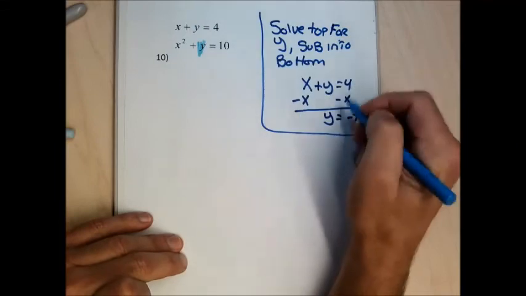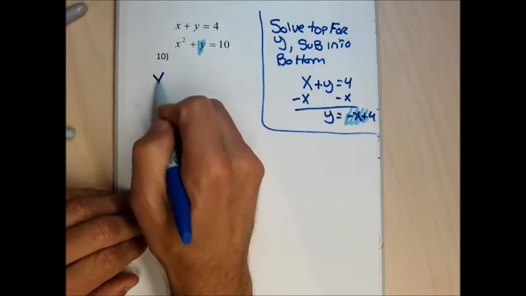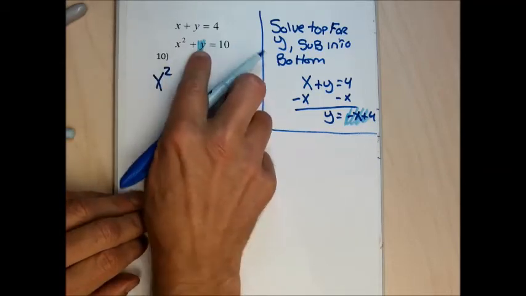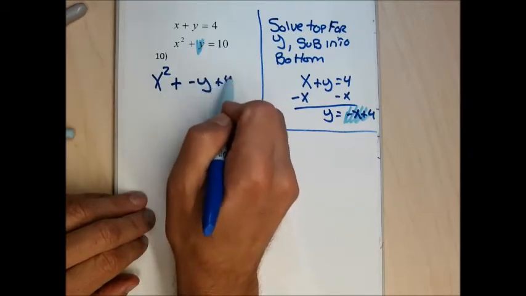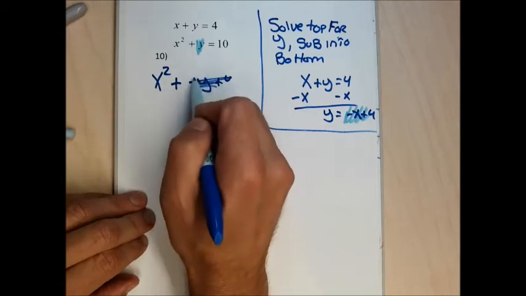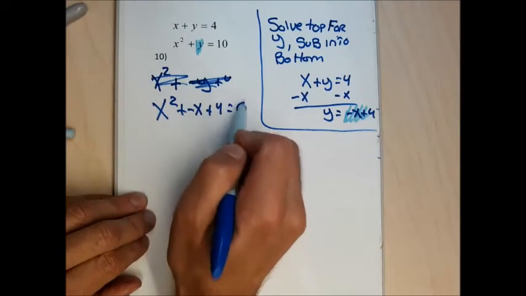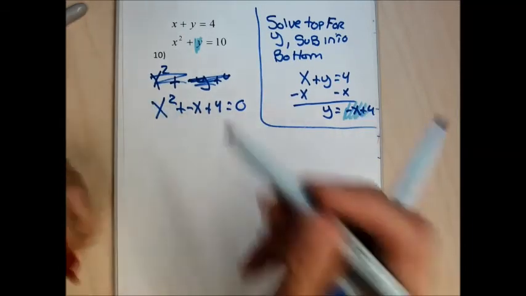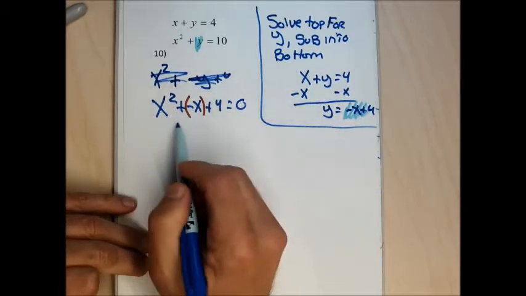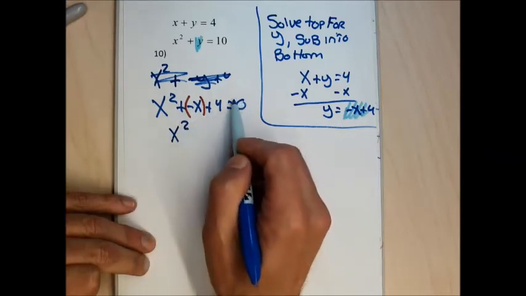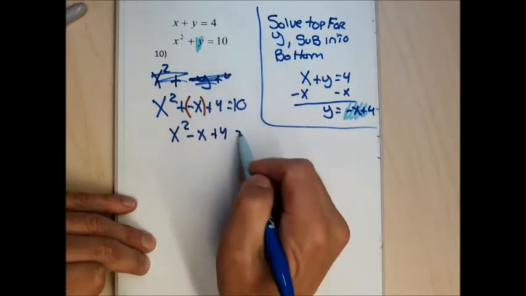So in the bottom equation, I'm going to change the y to a minus x plus 4. I don't really need a parentheses because that y doesn't have an exponent or a number in front of it. So I'm going to write x squared plus negative x plus 4 equals 10. This plus a minus looks bizarre. I should probably have put that minus in a parentheses just to separate the two signs. And x squared plus the negative x is the same thing as x squared minus x plus 4. And then I wrote 0, but I should have written 10.